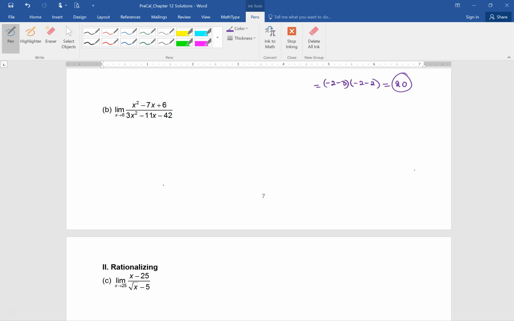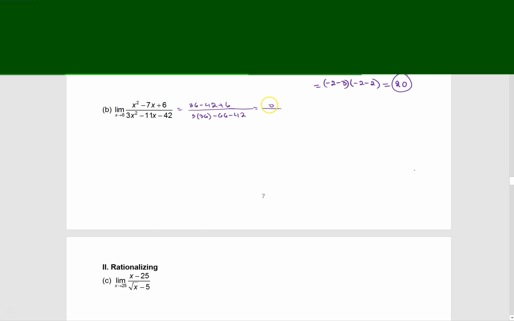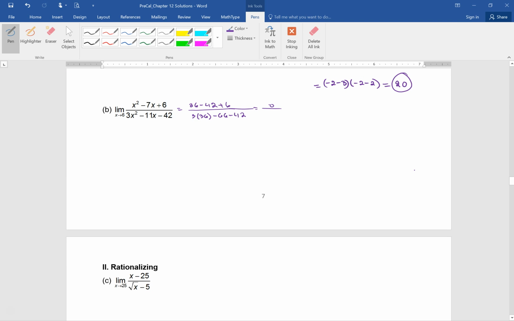Okay, so here's another one. We're going to plug 6 in. We get 36 minus 42 plus 6. That looks like it's a 0. And here we get 3 times 36 minus 66 minus 42. What do we get in the denominator? 0. Okay, 0 over 0 is an indeterminate form. It could go either way. I can get an answer like I did with this one, or I might just get infinity.